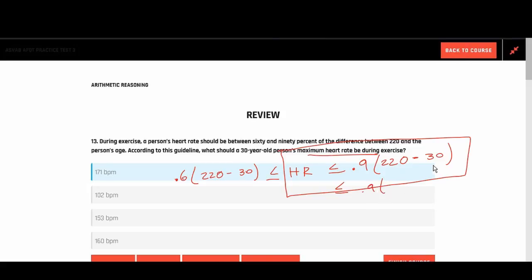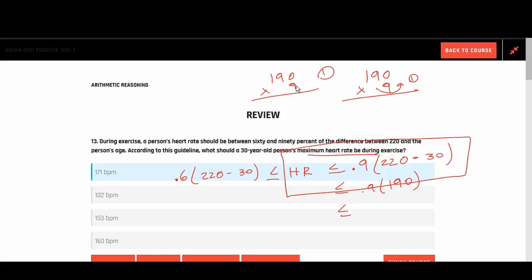0.9 times 220 minus 30 is 190. So we have 0.9 times 190. That looks like this. Again, we're multiplying a whole number by a decimal. Let's move the decimal over one place and add it back in at the end. So we're really doing 190 times 9, albeit with one decimal place to shift back at the end.